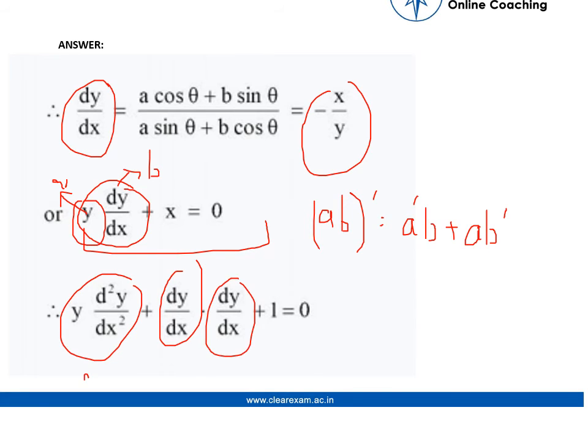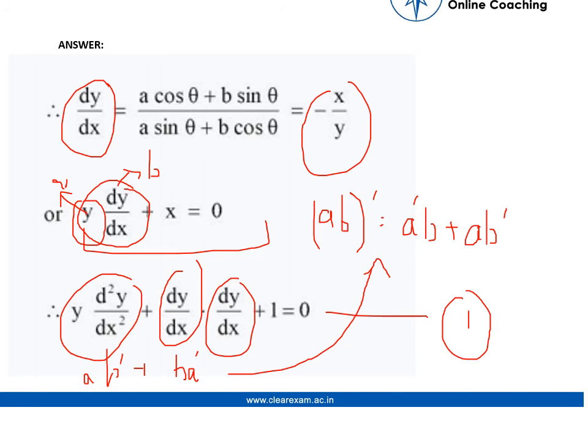So it is of the form a b dash plus b a dash, as I have discussed here in the product rule. And x, when we differentiate it, becomes 1, which equals 0. So this is our equation 1.